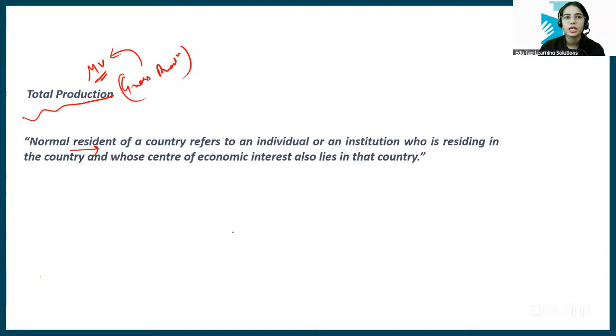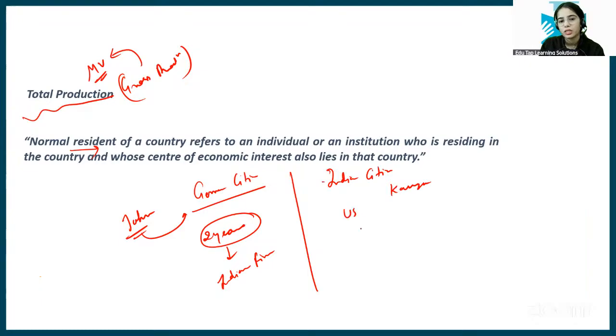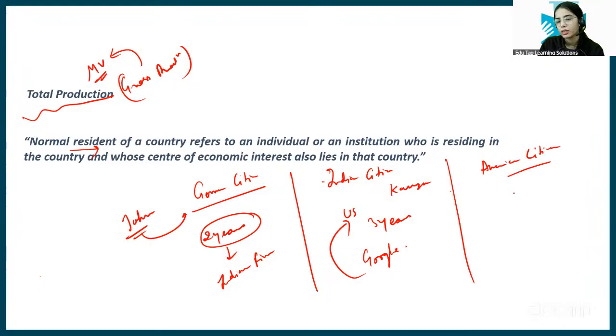Next is normal resident. See, normal resident of a country. Let's say John is a German citizen who is living in India for 2 years and is working for an Indian firm in India. There is an Indian citizen, Kavya, who is living in the US for 3 years and she is working for Google in the US. While there is an American citizen who is living in India for 1 month and is working in an Indian firm.